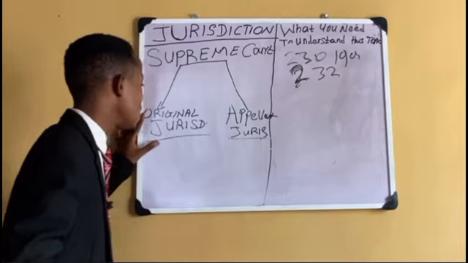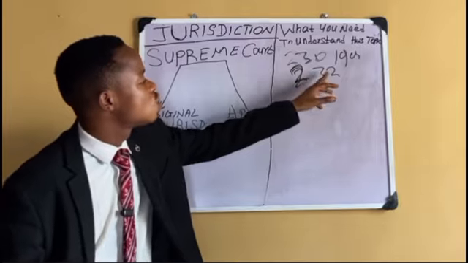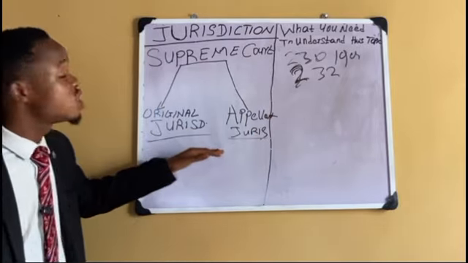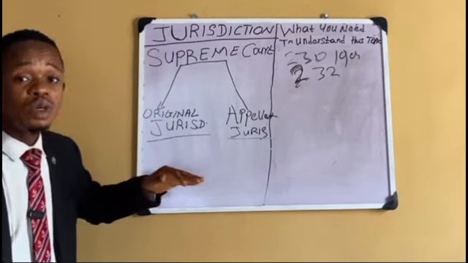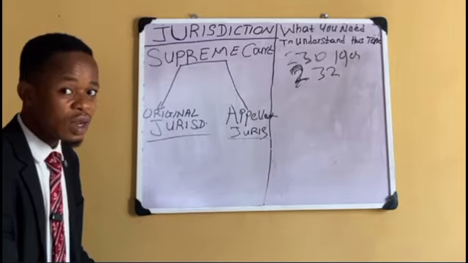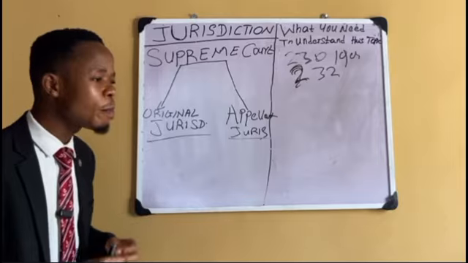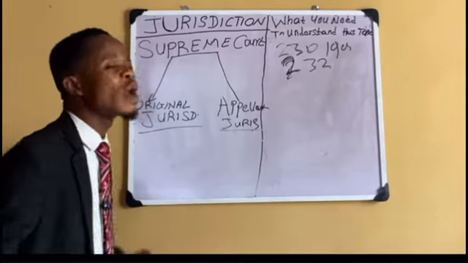Now, going by the section we read, the Supreme Court, by virtue of Section 232, has original jurisdiction on any matter that has to do with what? A state and the federation, a federation and a state, or between states in the federation, as far as that matter has to do with a question of law or a question of fact.